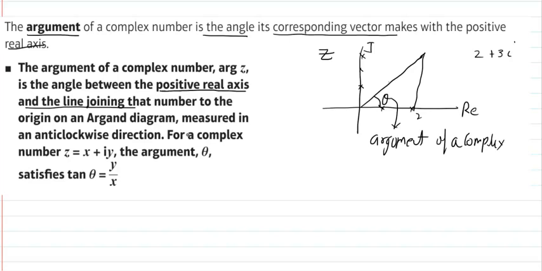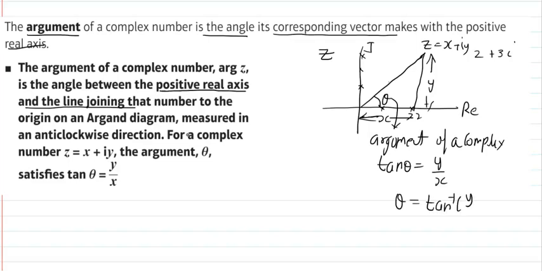And how is it going to be given? If z equals x plus iy, we know that this distance is x and this distance is y. So using SOHCAHTOA, tan theta should be y over x. So theta is given by tan inverse of y over x. So this theta is the argument. Okay, is that fine? Let's see one more example.